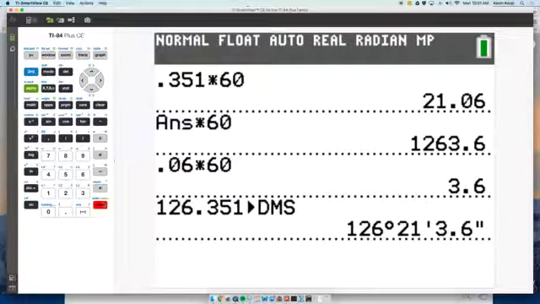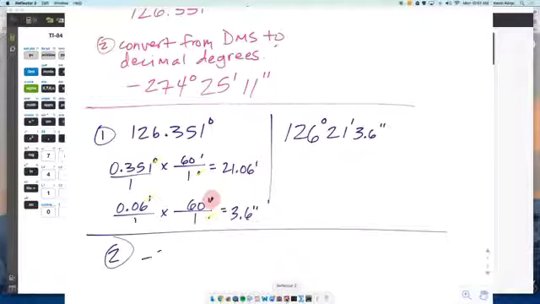All right, the second one, converting from DMS back down to decimal degrees. Now we're starting with a negative angle. Oh boy, can we have negative angles in this class when we're talking about angle measures? Yeah, apparently so.